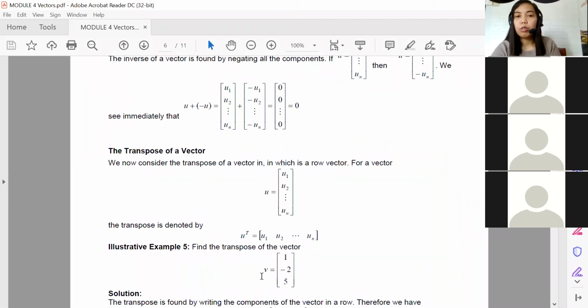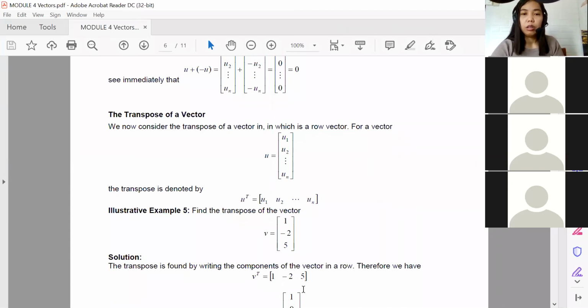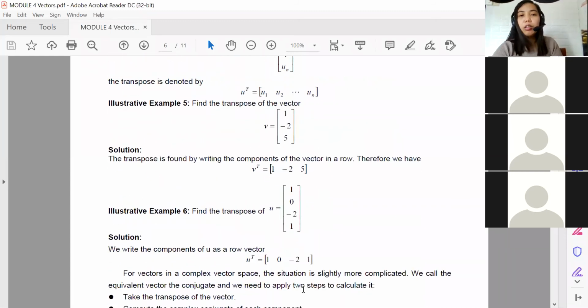So find the transpose of the vector V. So 1, -2, 5. To get V transpose, we will write this column vector as a row vector. So we'll just interchange. So this is the answer: 1, -2, 5. Okay? Find the transpose of U. This is a real vector space also. So we will have U transpose. You will just interchange this into a row vector. So we will have 1, 0, -2, 1.